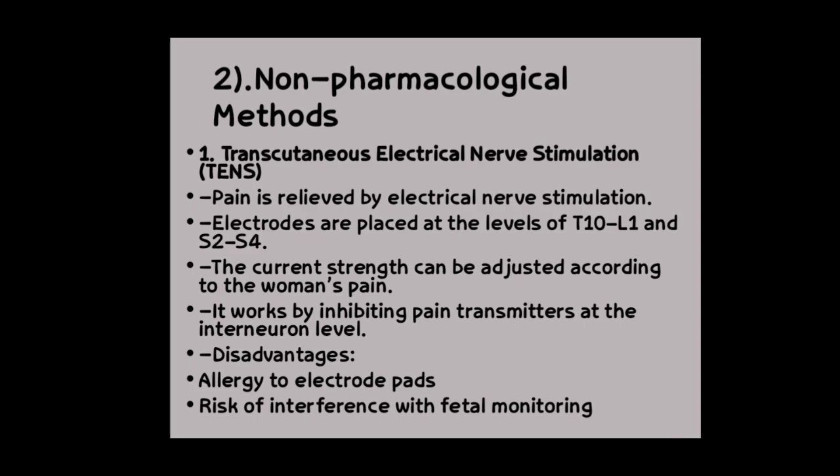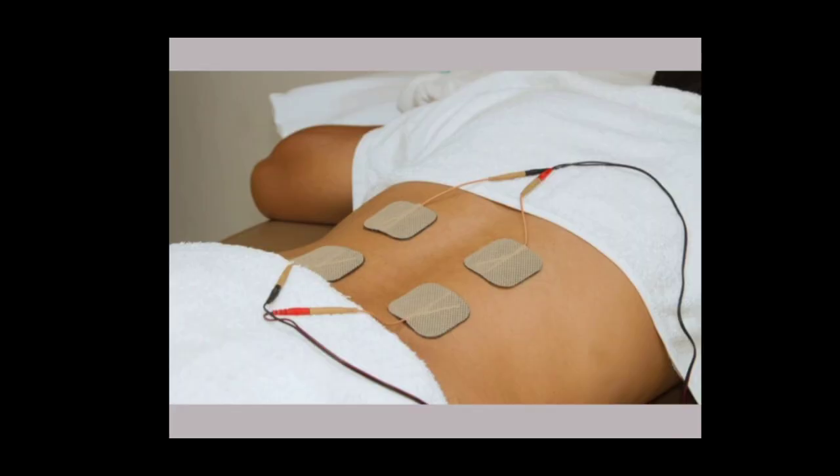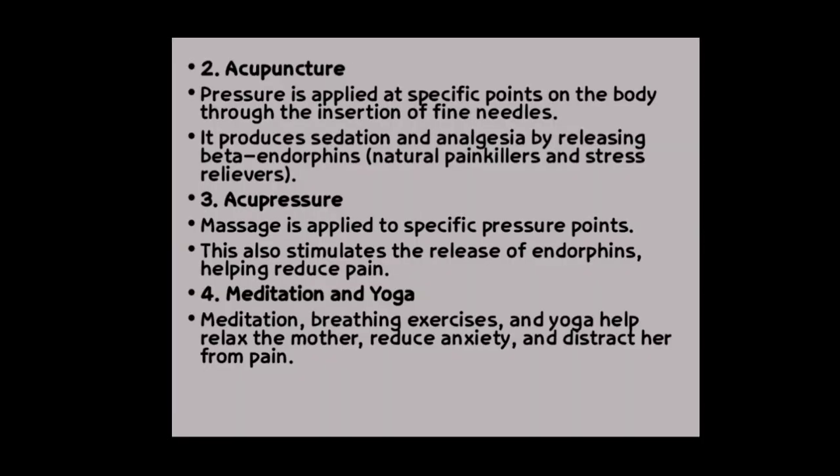2. Non-pharmacological methods. 1. Transcutaneous electrical nerve stimulation, or TENS. Pain is relieved by electrical nerve stimulation. Electrodes are placed at the levels of T10 to L1 and S2 to S4. The current strength can be adjusted according to the woman's pain. It works by inhibiting pain transmitters at the interneuron level. Disadvantages: allergy to electrode pads, risk of interference with fetal monitoring.